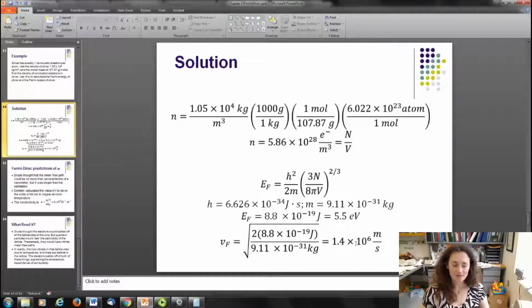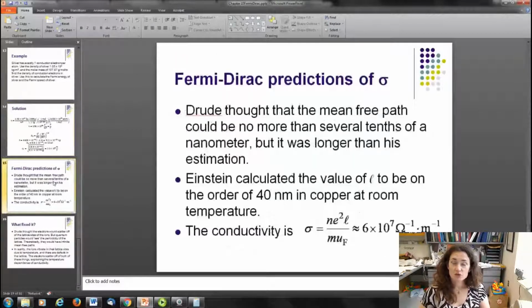All right? Now, we mentioned in the last lecture that the Drude model of conduction gives you a certain value for your conductivities, and that these values are off by an order of magnitude. So it does turn out that when you use Fermi-Dirac statistics, you get good predictions in agreement with theory for what the values of the conductivity are. Drude, in his original calculations, thought that the mean free path of the electrons in the lattice was only a few tenths of a nanometer. But it turned out to be longer than his estimation by quite a lot. In fact, Einstein did some calculations. It's always Einstein, right?